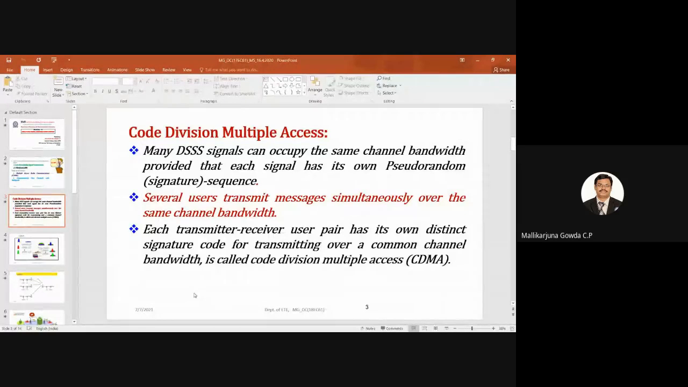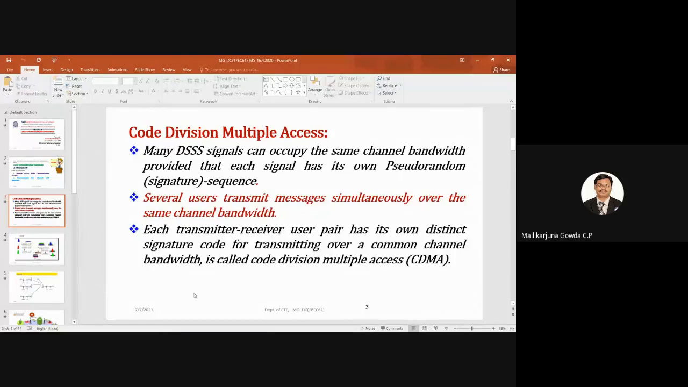Fine. So with that simple background and analogy, I hope you will at least remember this analogy, even if not the core crux of the technology. You should be able to say at least in what way these multiple access techniques are different. Fine. So that is what is done here.